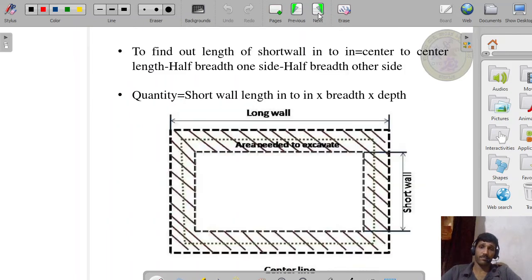That gives the quantity of the materials. Next, to find the length of the short wall, inner to inner, it is center to center length minus half the breadth of one side minus half the breadth of the other side. That gives the short wall length. Quantity is equal to short wall length multiplied by breadth into depth.